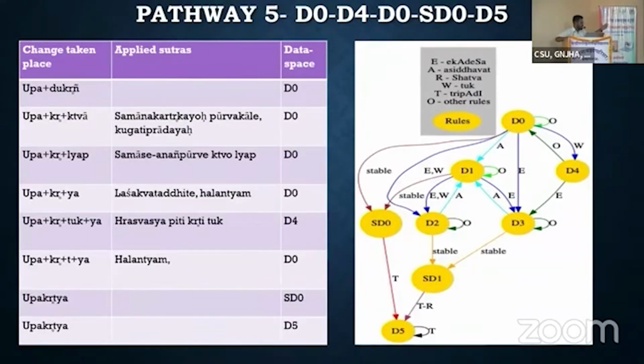During the application of these sutras, the input is in D0 state, but when rasvasya piti kriti tuk is applied, the input gets passed on to D4, and there Tugagama takes place. After that, Halantyam, a sutra which comes under the other rules, is applied, so it will go back to D0, then to SD0, and then to D5. So this is the way this simulator works.